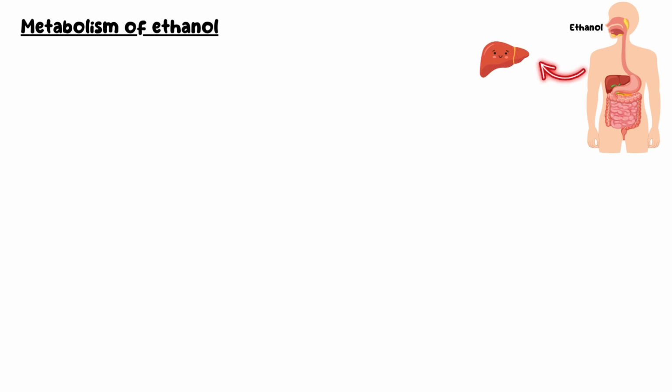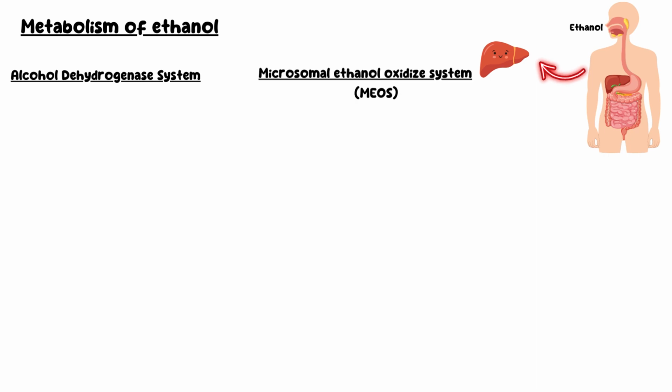Before getting started, let's have a look at the pharmacokinetics and metabolism of ethanol. After ingestion, ethanol is rapidly absorbed. Two enzyme systems in our body metabolize the ethanol into acetaldehyde. The first one is the alcohol dehydrogenase system and the second one is the microsomal ethanol oxidizing system, MEOS in short. In the alcohol dehydrogenase system, the alcohol dehydrogenase enzyme metabolizes the ethanol into acetaldehyde using NAD positive as a cofactor. NAD positive is reduced to NADH.